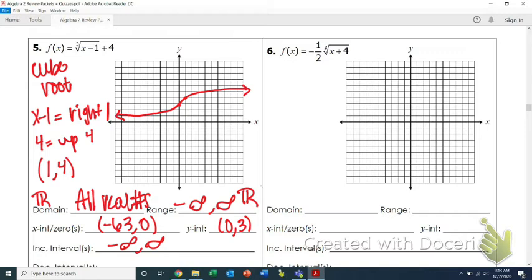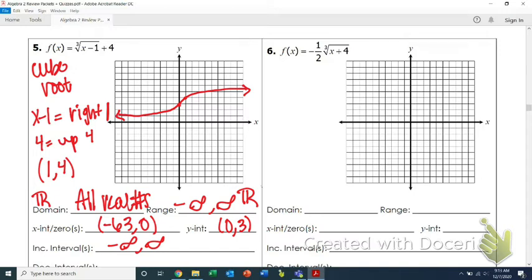So 6, 7, 8, 9, 10, 11, and 12. Well, let's just do up to 10, and let me do 11 with you. All right, so 6, 7, 8, 9, and 10 are just graphing, okay? Nothing new.